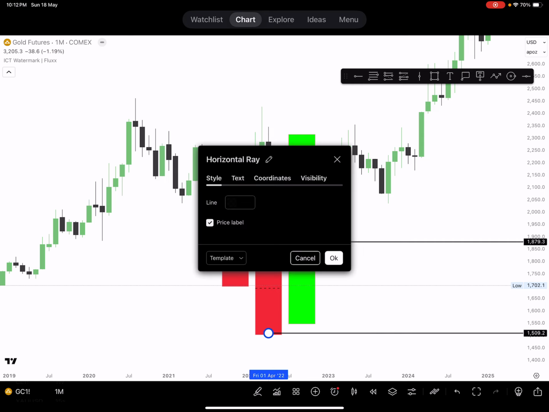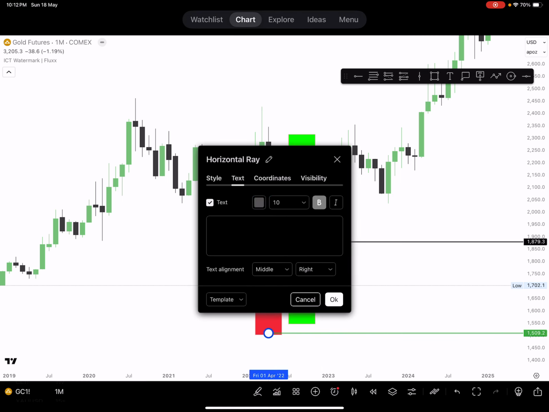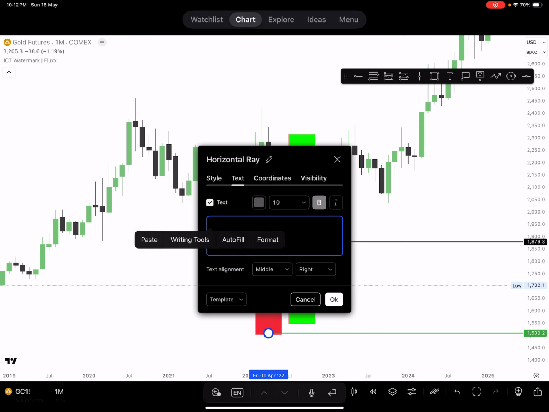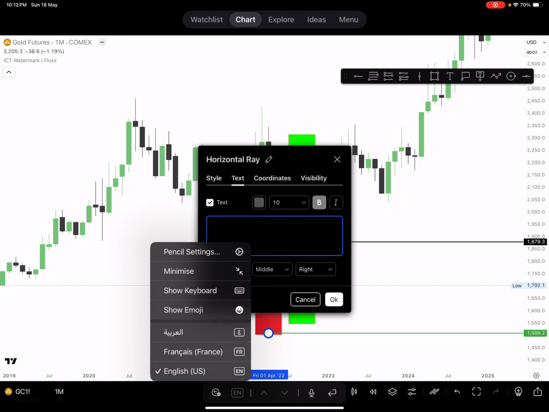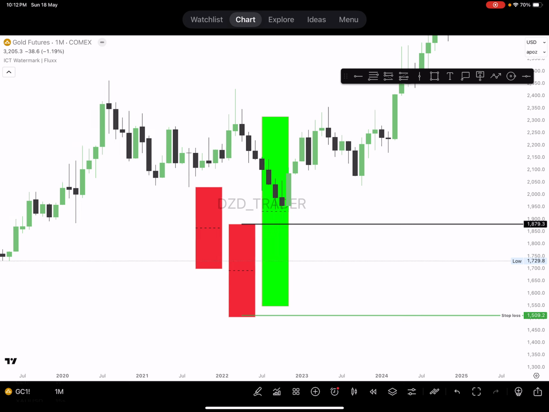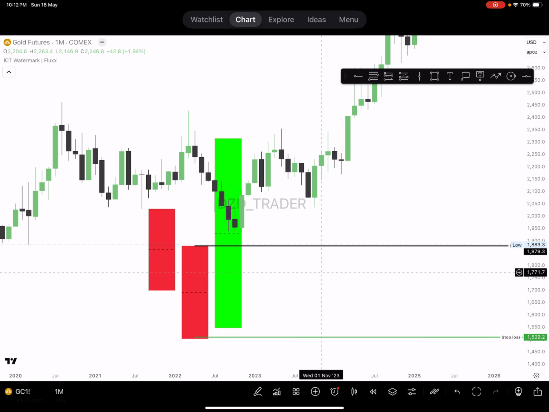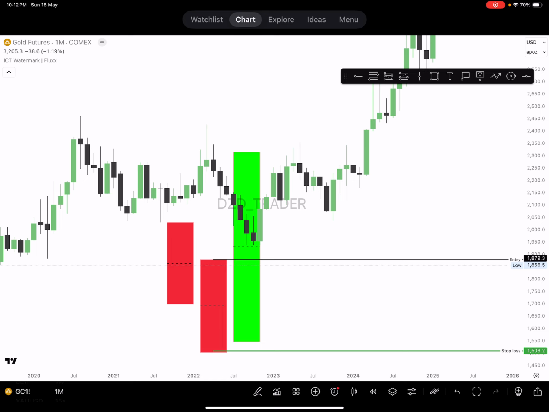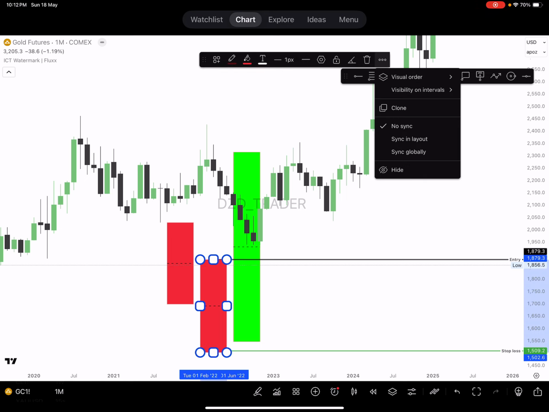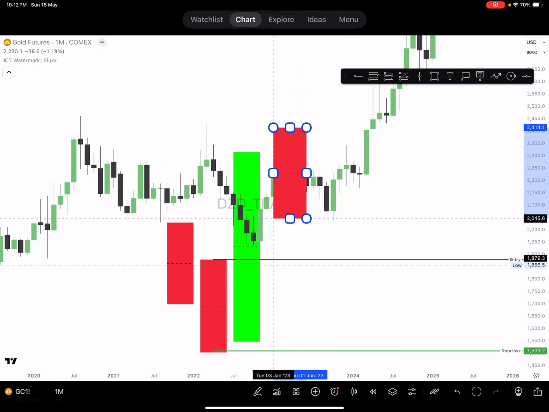I'm going to write it down in another color, let's say green. This is our stop loss. So this is our stop loss and this is our entry. Our entry is here, and then price will usually try to go up further, and you need to be careful.